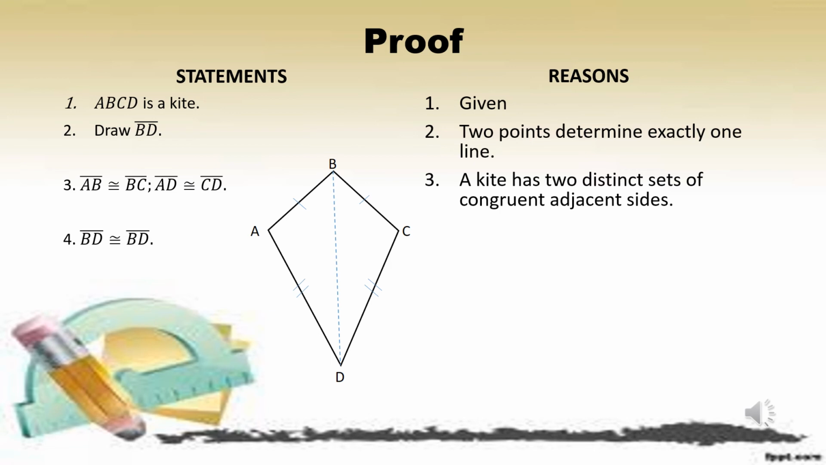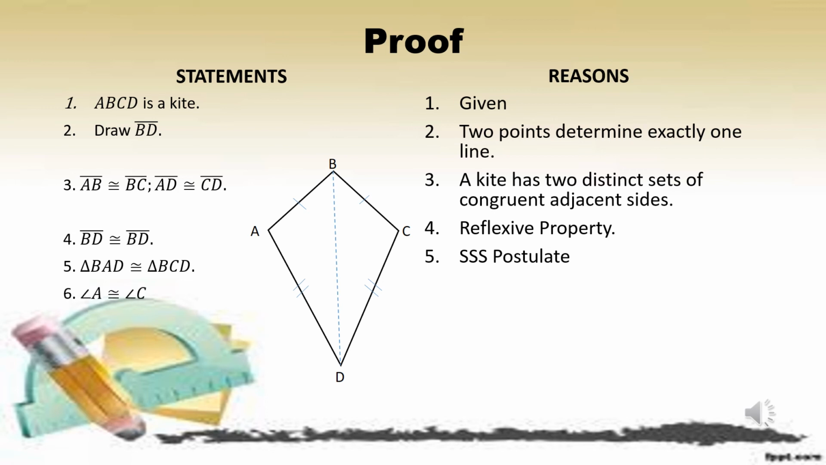Next, segment BD is congruent to segment BD, and that is the reflexive property. Now, we have triangle BAD is congruent to triangle BCD by the SSS postulate, or the side-side-side postulate. Since we have proven that triangle BAD is congruent to triangle BCD, we can say that angle A is congruent to angle C, and that is CPCTC.